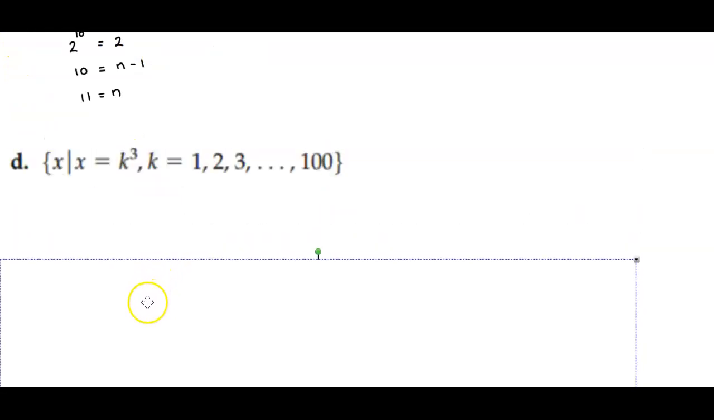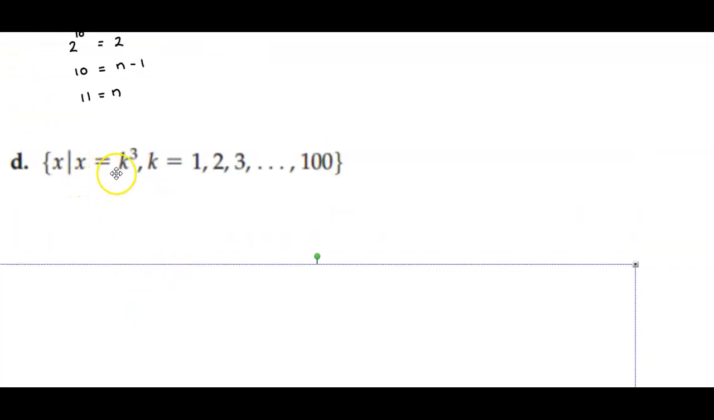Now, for D, we have x such that x is equal to k cubed, where k is equal to 1, 2, 3, all the way to 100. Well, if they're saying that k is equal to 1 all the way to 100, it's already telling you how many numbers are going to be in there. If you plug in 1, that's going to be one number. If you plug in 2, that's going to be another number. If you plug in 3, that's going to be the third number, all the way to 100. So therefore, the cardinal number in this one is equal to 100.